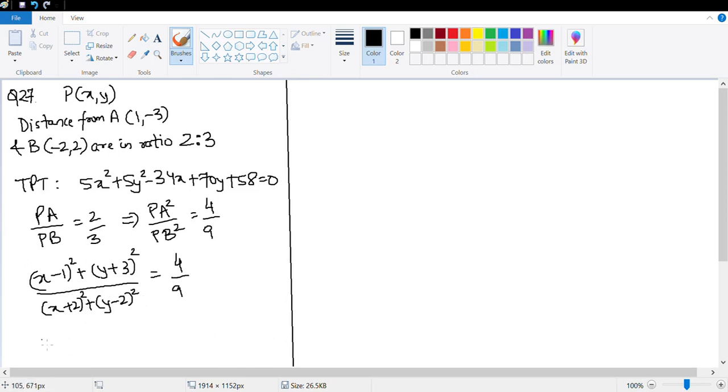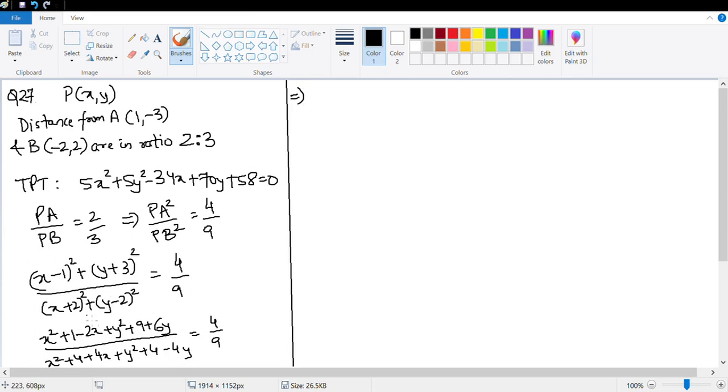Let's open the bracket. x square plus 1 minus 2x plus y square plus 9 plus 3 into 2, 6y, upon x square plus 4 plus 2 into 2, 4x plus y square plus 4 minus 4y. This is equal to 4/9.